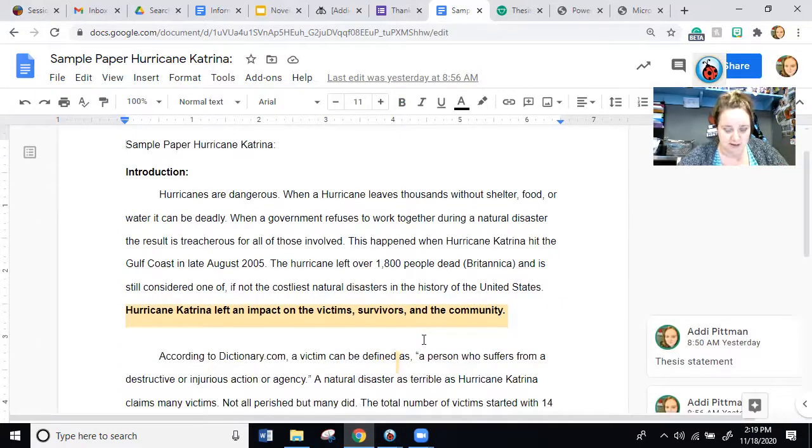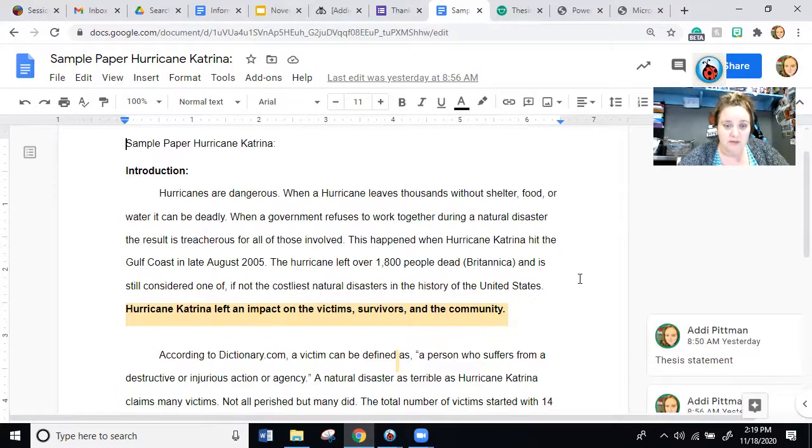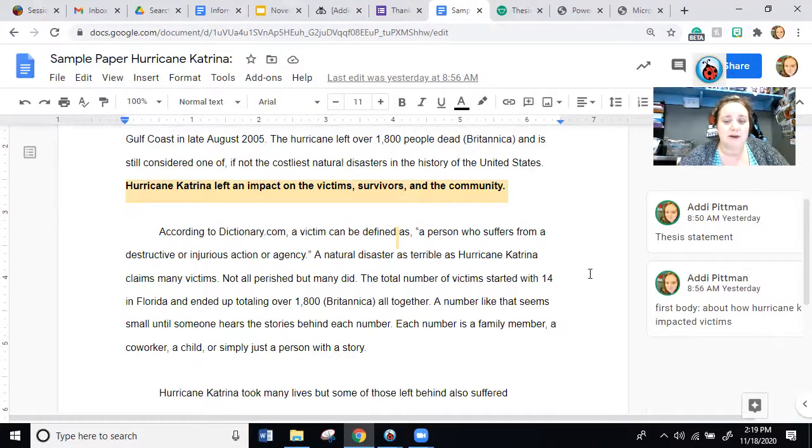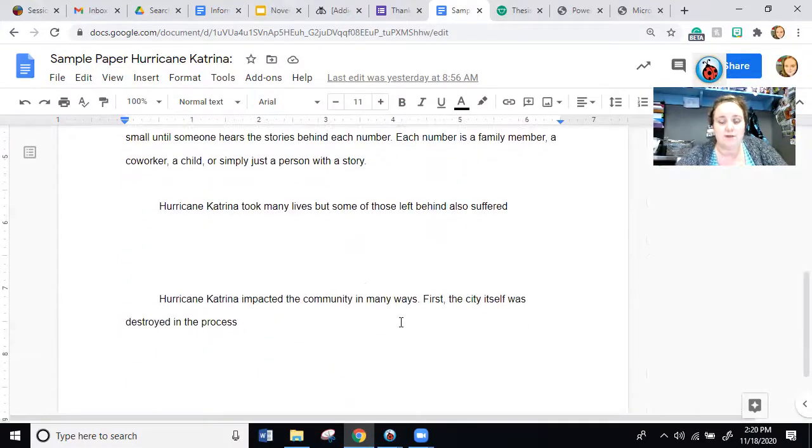Here is my thesis statement. Hurricane Katrina left an impact on the victims, survivors, and community. That could be a statement. I could also go back to my one and change it to Hurricane Katrina had a lasting impact. You need to have some type of strong sentence that tells me I'm going to write about one body paragraph about the victims, one about the survivors, one about the community. And then over here, I talk one sentence about the victims, one about the survivors, and one about the community.